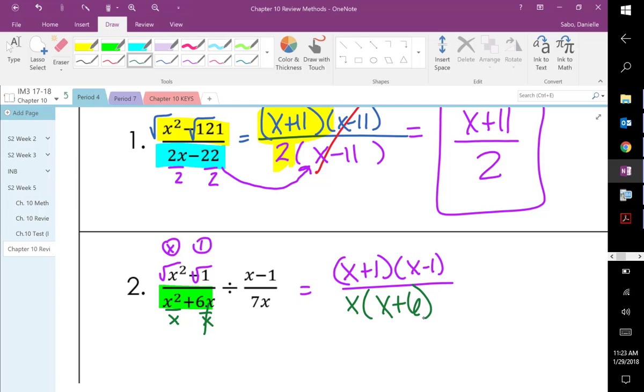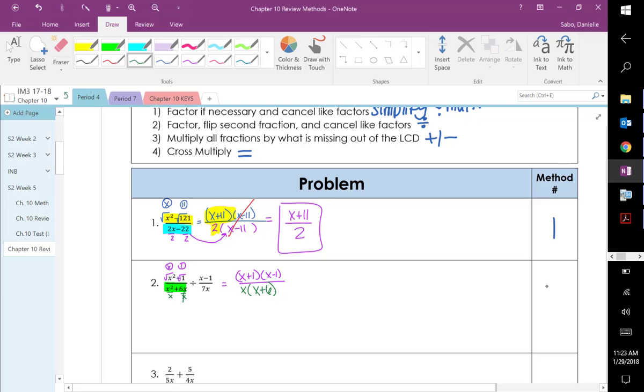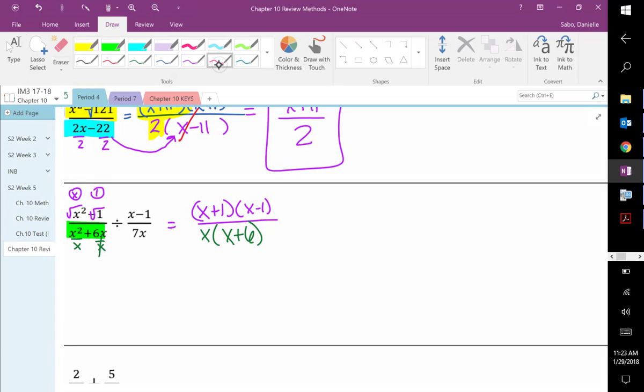But remember, now we're dividing. So what method are we using? 2, because we're factoring, and then we're flipping the second fraction and changing it. So here we go. We're going to change the multiplication. That's KCF: keep, change, flip. And then flip the second fraction. So 7x over x minus 1.